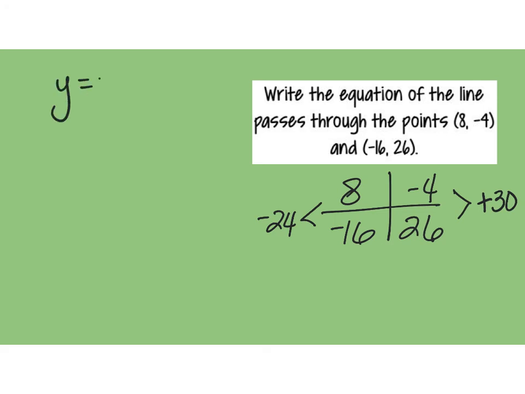So y equals mx plus b. Again, we need an m, we need a b. So my m, in this case, would be 30 over negative 24. When I simplify that, I get negative, let's see, 30 is divisible by 6, so this would be a 5, and this would be a 4, so negative 5/4.